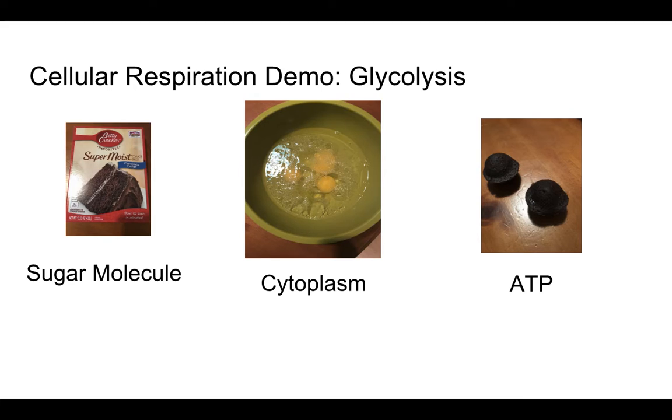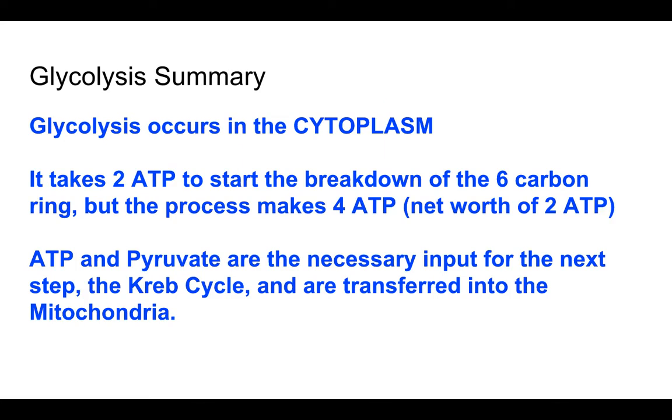We saw that in our demo with the sugar molecule being broken down in the cytoplasm, and we actually used 2 ATP in order to get that process. And again, this is a brief summary, but the main thing I want you to look at is that ATP and pyruvate are the output of glycolysis, and that's necessary for the next step, which is the Krebs cycle.